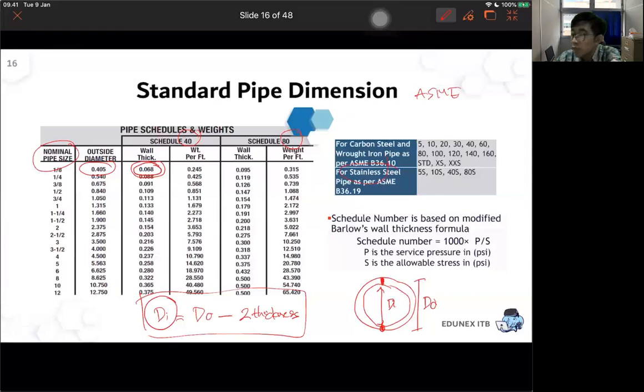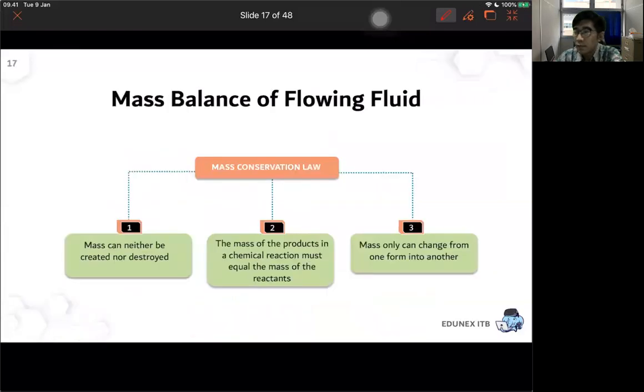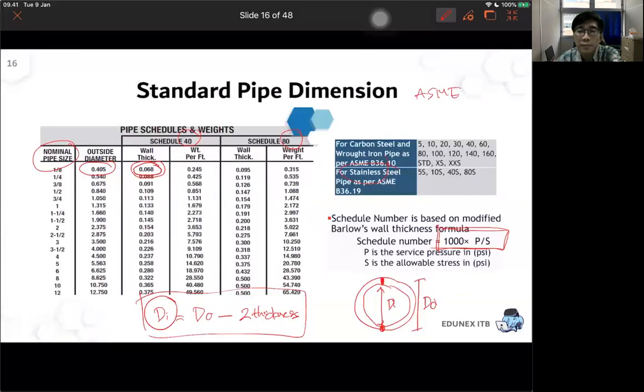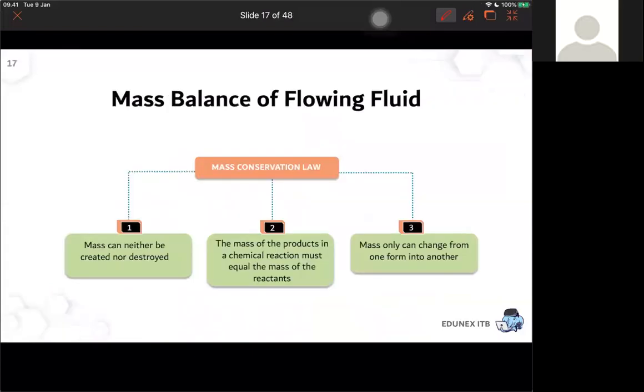There is a basic formula to calculate the schedule numbers, but we rarely use it in our lecture. The schedule number is like 1000 times pressure divided by the stress. But you don't need to consider this formula. It's just for your information. Okay. Do you have any question? If not, then we go to the mass balance.